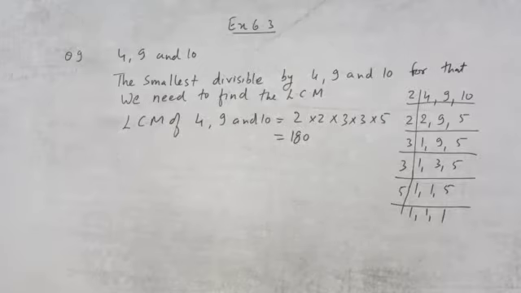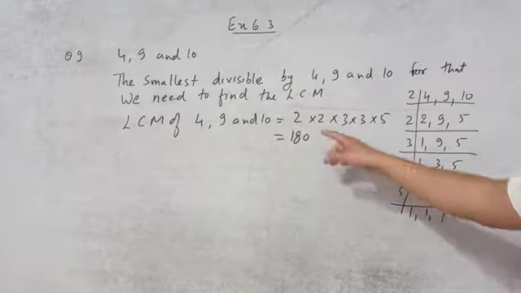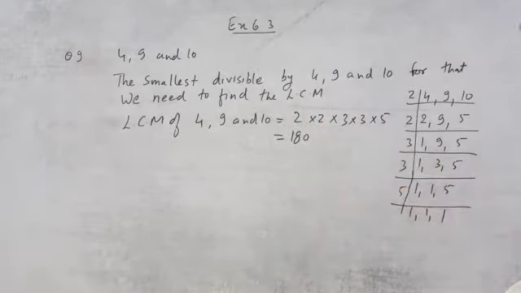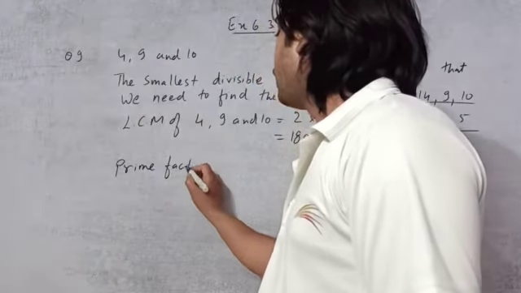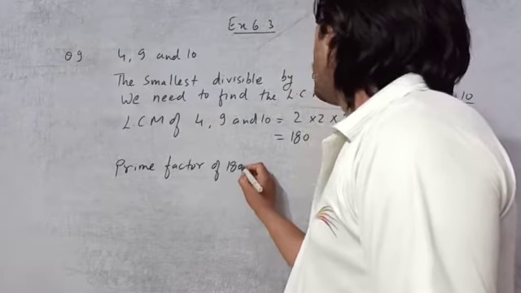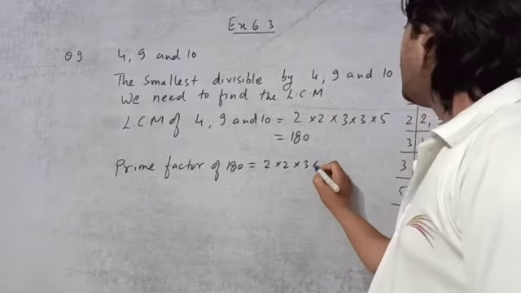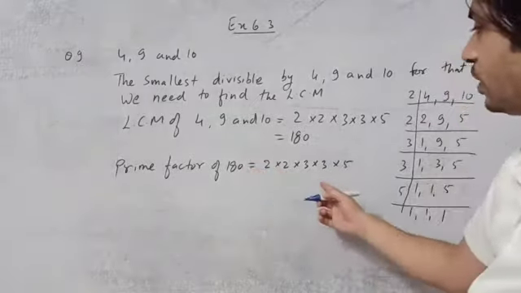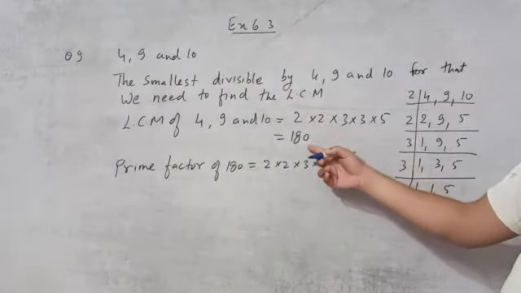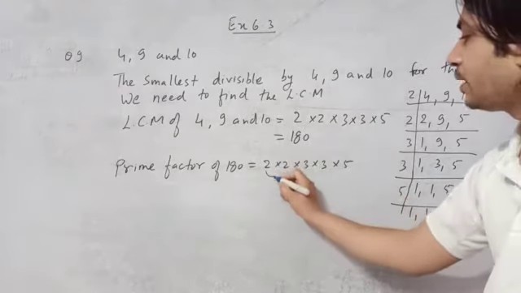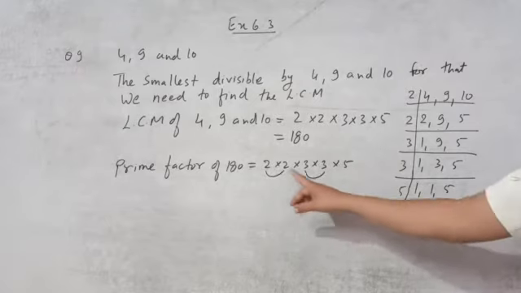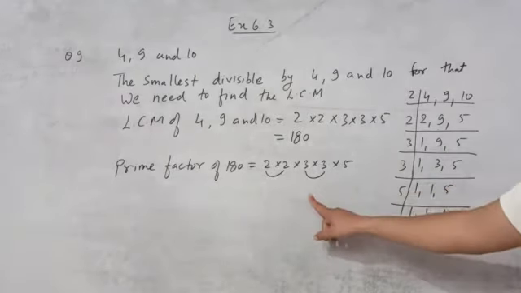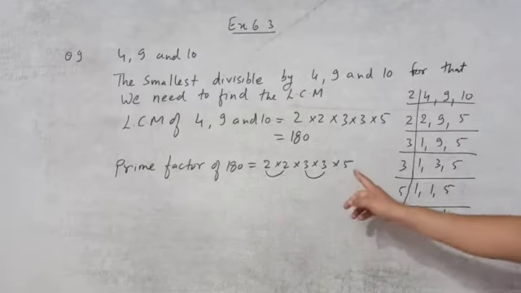But here they have told us to find the smallest square number. So we make the pairs. We find the prime factors of 180: 2 into 2 into 3 into 3 into 5. No need to find them once more because we only multiplied these to get 180. Here we are making pairs, and we see that 5 remains single. It is making pairs of 2 and 3, but 5 is not making a pair.